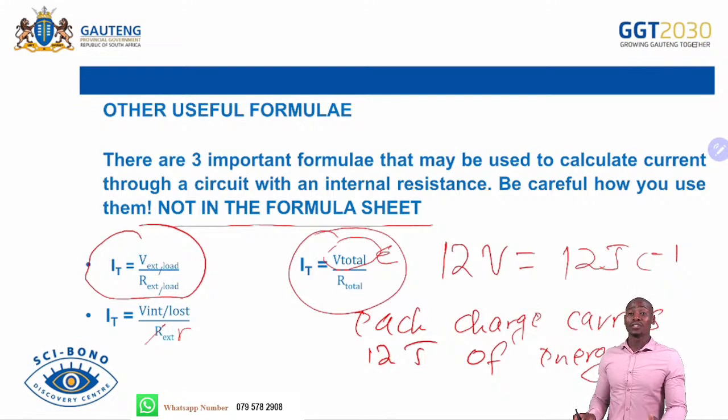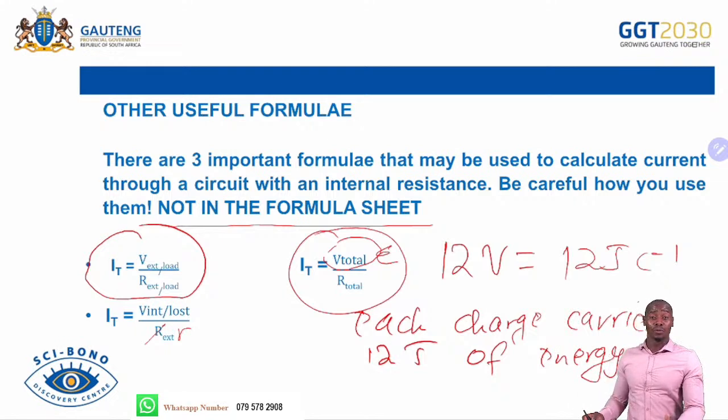So you can't just say 12 volts, it's EMF. Already we know it's EMF, but what is the meaning of 12 volts? 12 volts is equivalent to 12 joules per coulomb. So each charge carries 12 joules of energy. If you have 220 volts, it is equivalent to 220 joules per coulomb. So each charge carries 220 joules of energy. That is very, very important. So learners, you must know that.